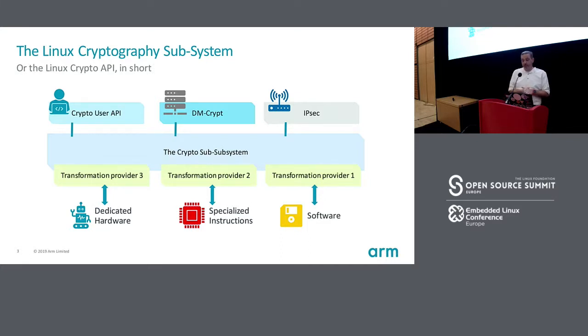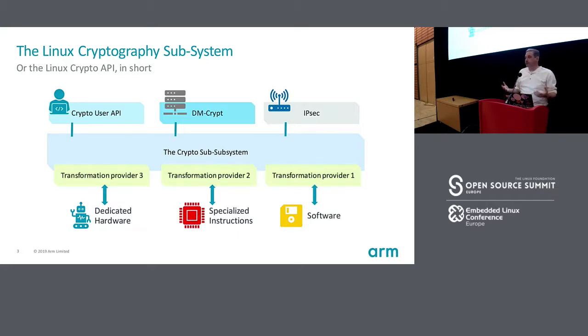In the crypto subsystem lingo, we call these transformations because, well, they transform data. And you can actually have transformations for stuff which is not purely encryption, like compression, for example, but we're not going to discuss this here. And so we have various transformation providers, as I mentioned, for example, a generic software one written purely in C, some transformation provider using specialized instructions, and possibly dedicated hardware.